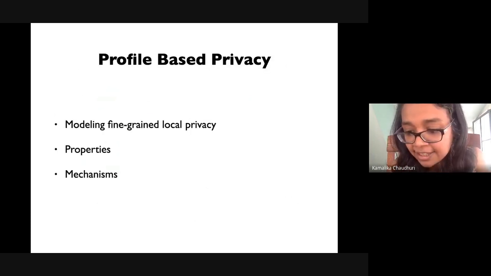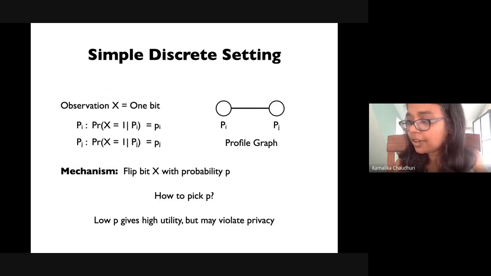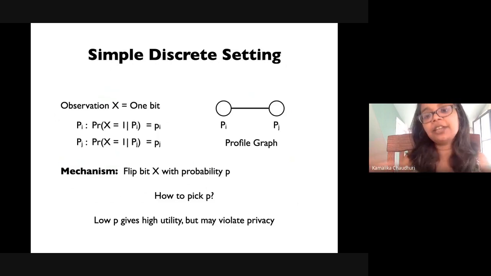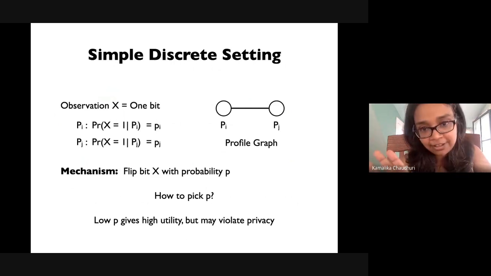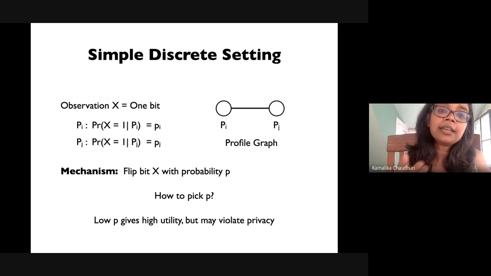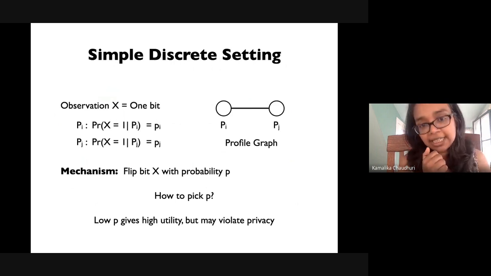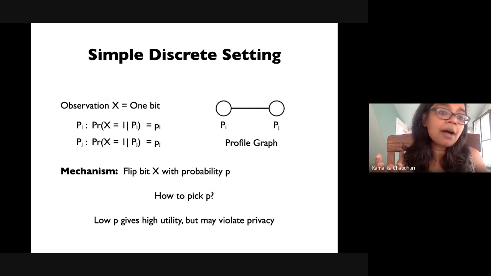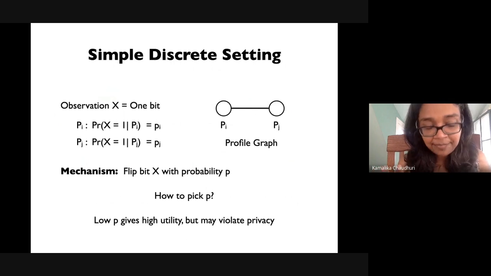So what about mechanisms? Let me show you the simplest discrete setting, and some simple mechanisms. Let's say our profile graph is just two profiles, pi and pj. What we are doing is observing a single bit. Under pi, the probability that that bit is 1 is little pi, and under pj, the probability that that bit is 1 is little pj, right?